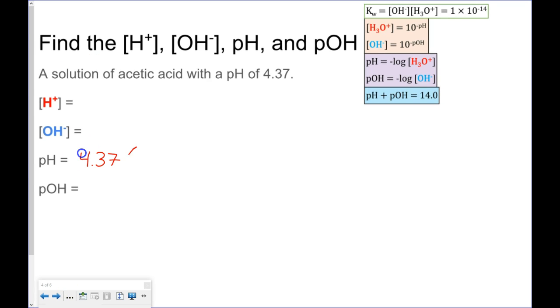All right, a solution with a pH of 4.37. So that one I can already pull from right there, because that one's going to be an acid, below 7. pOH, remember that's 14 minus the pH of 4.37, that's going to give me a pOH of 9.63.